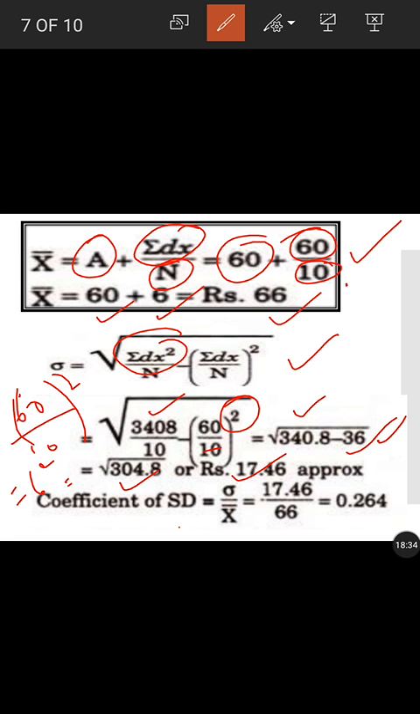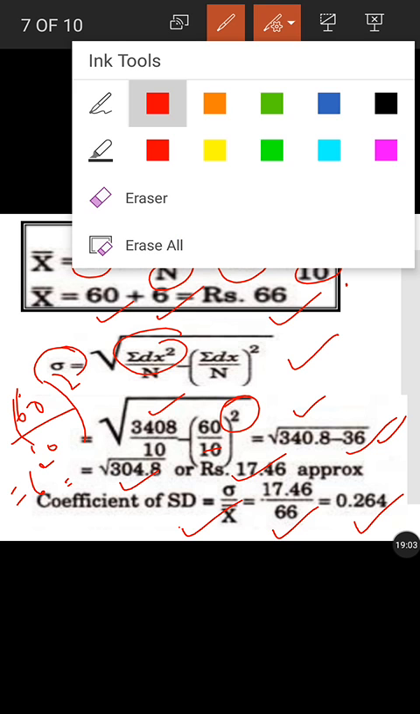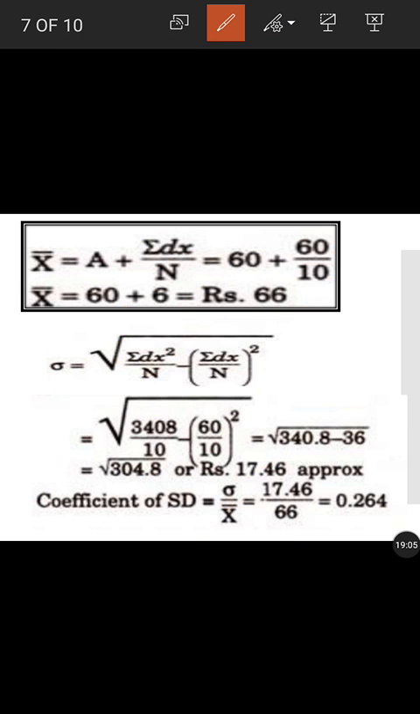Always remember, quartile deviation and its coefficient of quartile deviation, similarly mean deviation and coefficient of mean deviation. Similarly here also we have to calculate standard deviation, that is sigma, and the coefficient of standard deviation. So what is the formula for coefficient of standard deviation? Sigma divided by x bar, that is 17.46 divided by 66, equal to 0.264. Okay, this is the coefficient of standard deviation. I hope you all understood. So first we calculated x bar, then standard deviation, then coefficient of standard deviation.